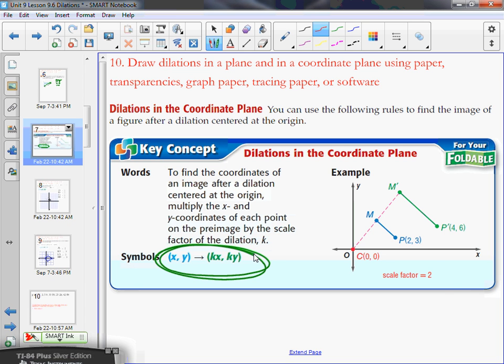So, in the example they have here, with the scale factor of 2 and the center of dilation being the origin, point P has coordinates 2, 3. So point P prime will have coordinates 2 times 2, 2 times 3. All you got to do is multiply each coordinate by the scale factor. Neat, huh?